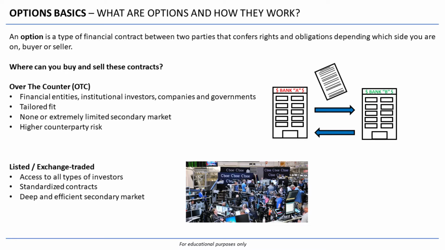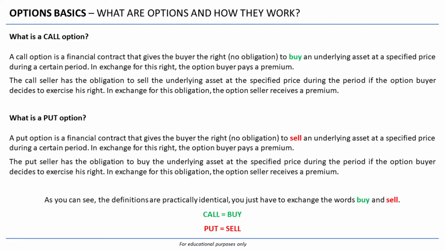The listed options also have one of the most important characteristics for investors, and especially for traders, a deep and efficient secondary market, unlike OTC options. Although it's interesting to know about the existence of the OTC market, for practical purposes, I will just focus on exchange-traded stock options from now on. Let us dive into the two main types of option contracts.